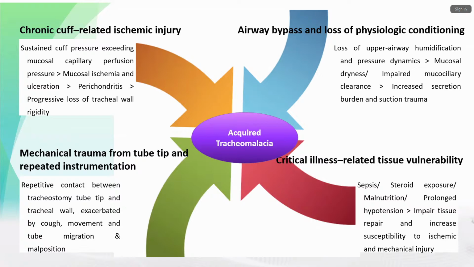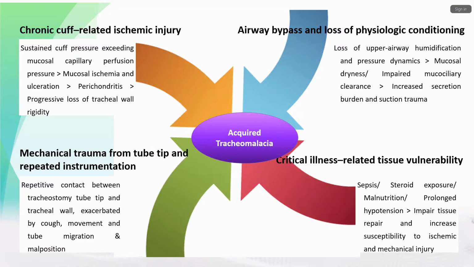And another thing is the multiple repeated clearance of secretions traumatizing the mucosa, and also the distal airway may lead to chronic inflammation in the distal trachea that may weaken the cartilage itself. And for patients with a prolonged disease, such as in this case, there may be critical illness related tissue fragility. And another very important thing is that the bypass of the glottis leads to the loss of physiological conditioning, and breathing without glottic resistance leads to a constant breath by breath collapse of the lower airway, which is weakening the cartilage itself.